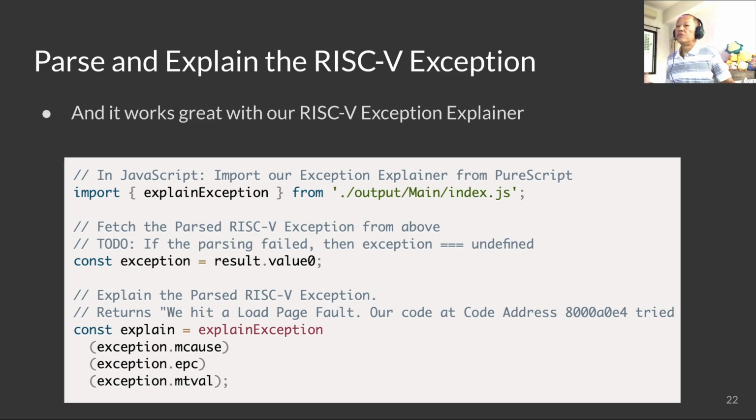Remember our RISC-V exception explainer from earlier? It works great with our exception parser. Thus, we have a PureScript function that extracts the exception info and another PureScript function that will accept the exception info and explain it.